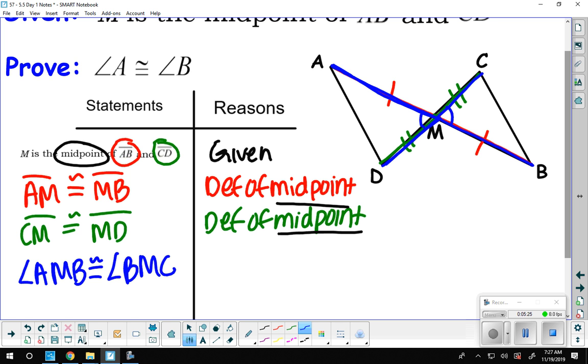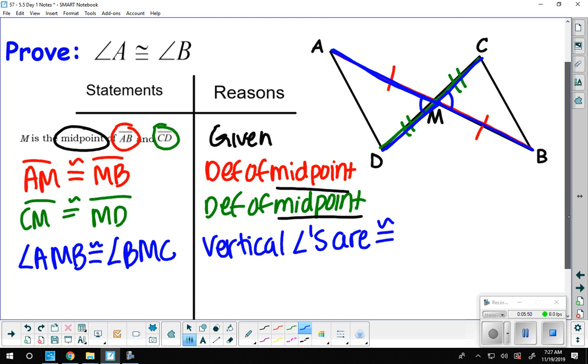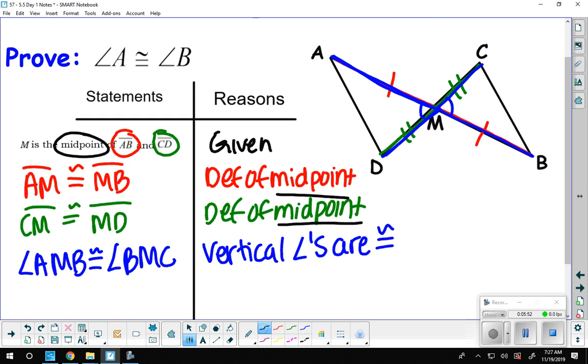So the reason we do that is to keep our corresponding parts in the same position. If you were to call it angle CMB instead, it would still technically be correct, but it is nice when we can keep corresponding parts in the same position. So we knew that those angles were congruent because vertical angles are congruent. And now we have enough information to prove that the two triangles are congruent, which is not our end goal.